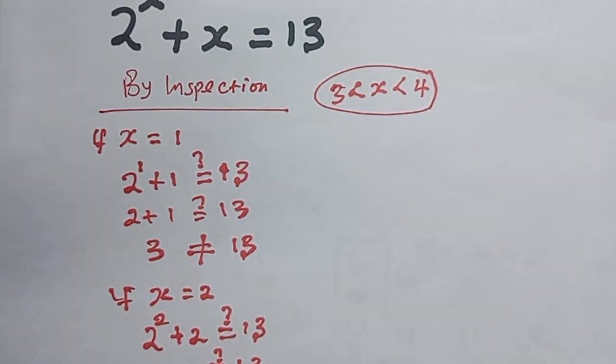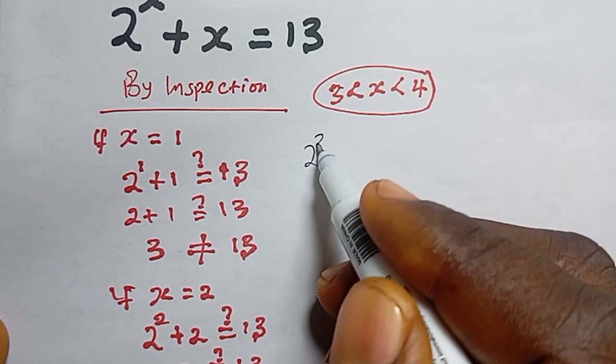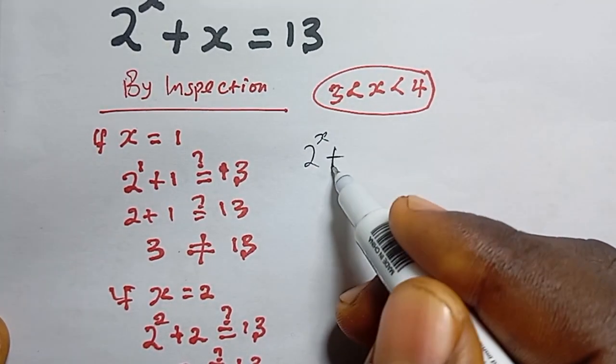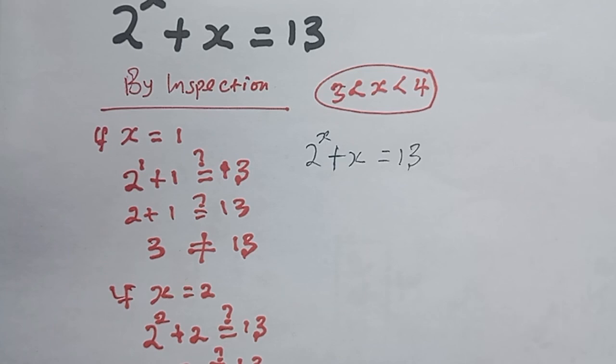But the big question will be, how do we go about to solve this problem so that we find out the exact value of x which will satisfy this problem? So just follow through. We're going to be solving that in this video. So what we have is 2 power x plus x is equal to 13. We're going to be applying an interesting math rule to solve this problem.